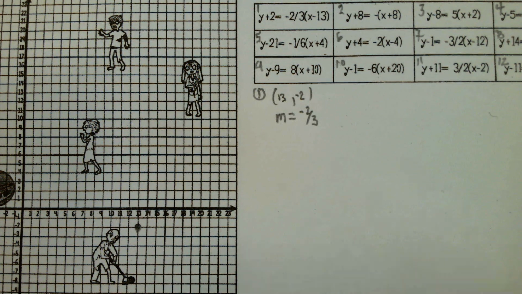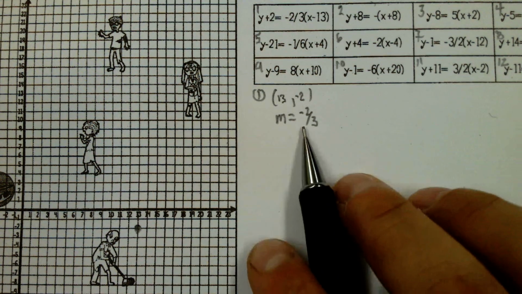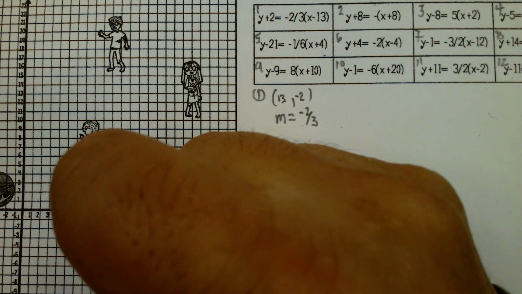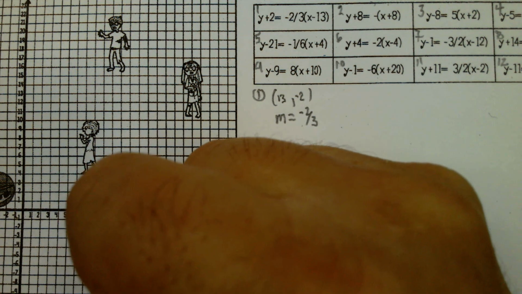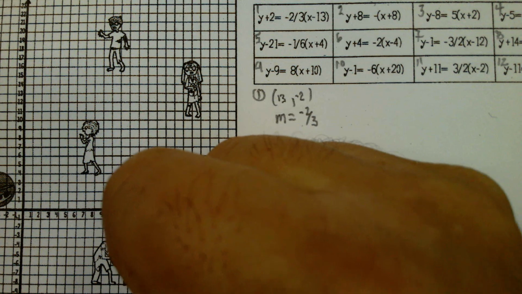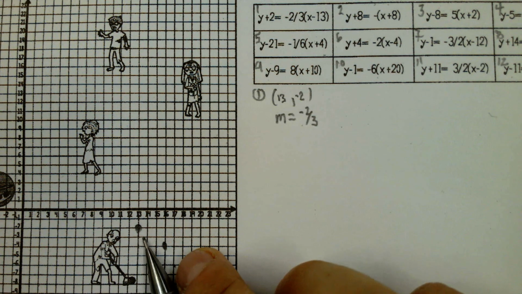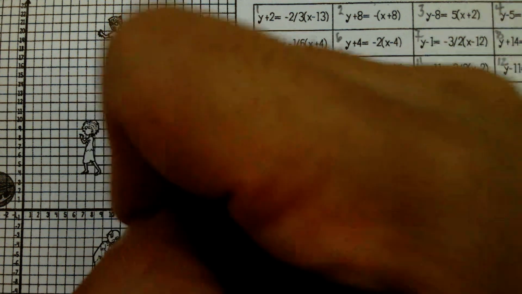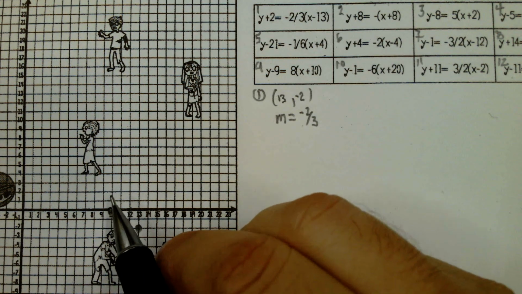There's 13 and then 2 down. Now the slope is telling us to go down 2 steps, to the right 3. Just to be on the safe side, I'm going to make some points the other way, going in reverse. Up 2, to the left 3. And then maybe I'll do one more. Up 2, to the left 3.